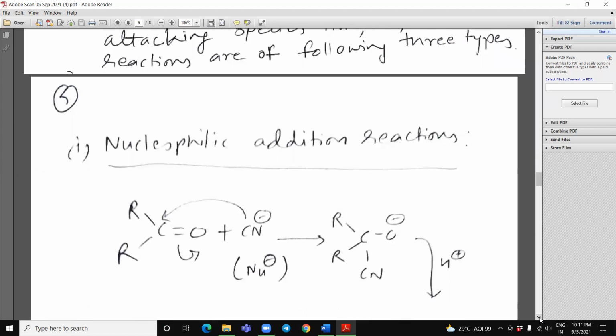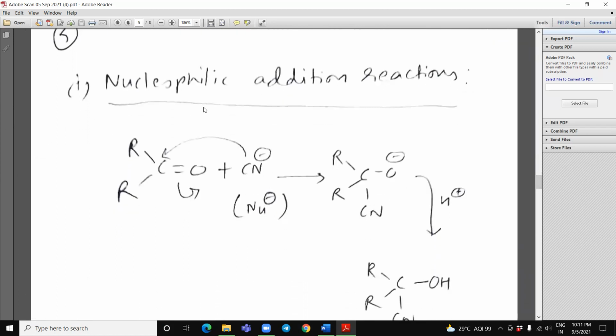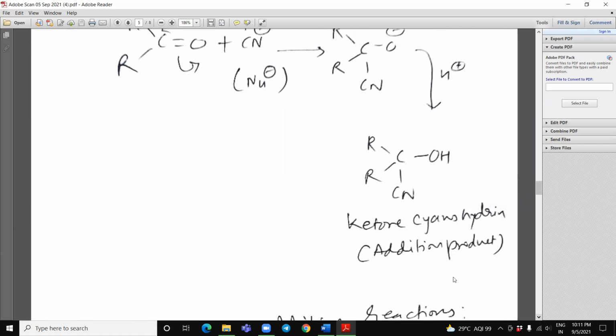Nucleophilic addition reaction. See here, it is carbonyl, and this is nucleophile. It will attack the carbon, which is electron deficient, and it will give the addition product.